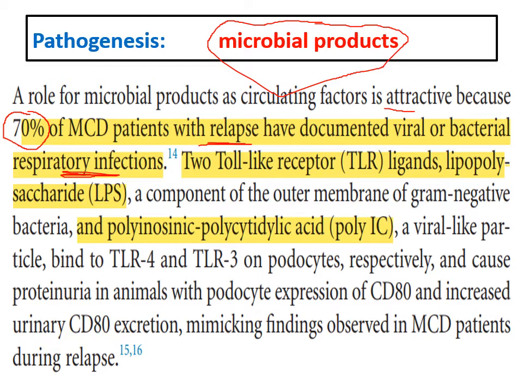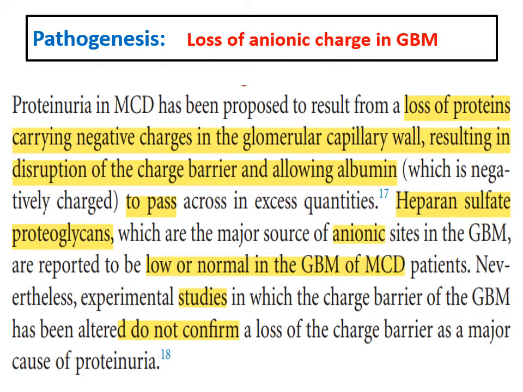What we described before is that microbial products from gram-negative bacteria or viral particles like toll-like ligands interact with or bind to toll-like receptors 3 and 4 on podocytes, causing more expression of CD80, which will lead to decreased phosphorylation of nephrin and cause proteinuria. We also discussed the second mechanism, loss of the anionic charge in the glomerular basement membrane, usually caused by angiopoietin-like 4.